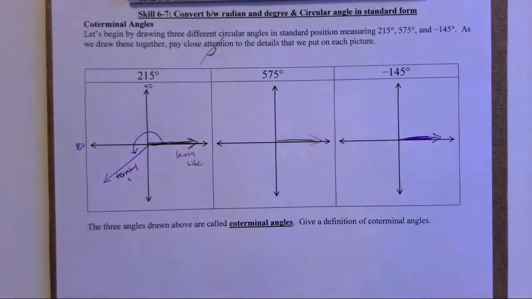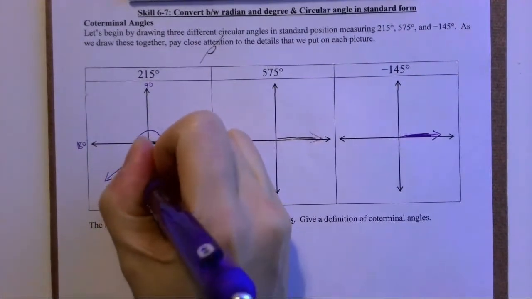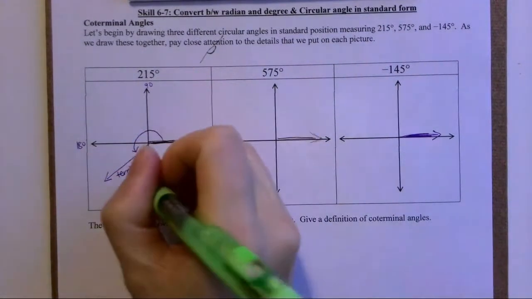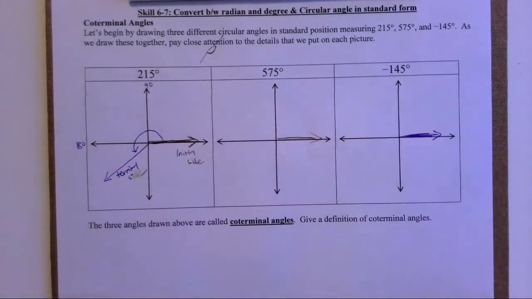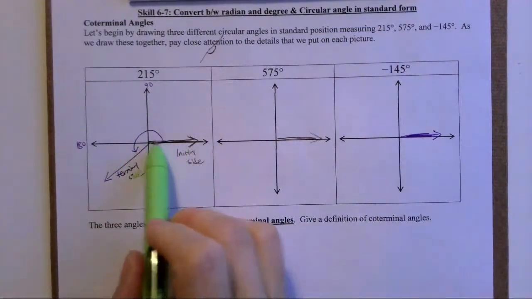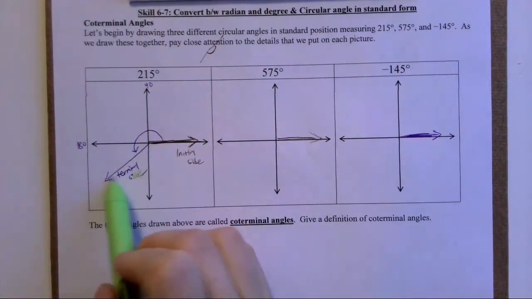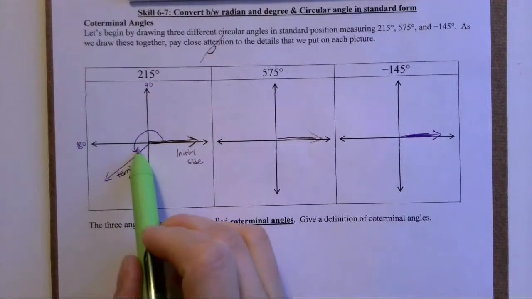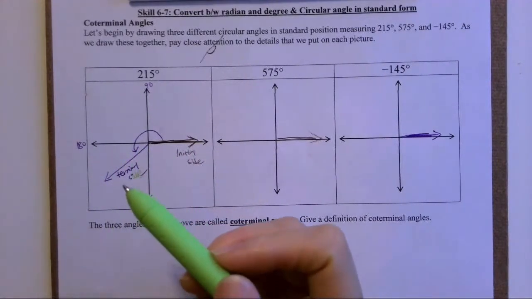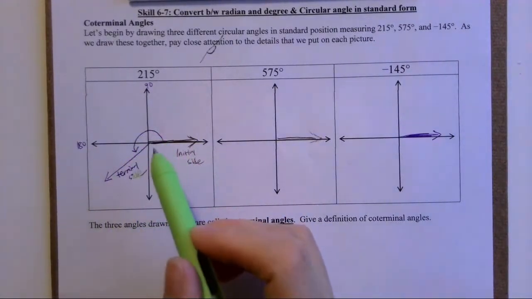My pens are struggling today. Terminal side. Sorry about that. There we go, terminal side. Okay, so once again, it starts at the initial side, ends at the terminal side, and the arrow indicates which direction it goes. If it's a positive angle, it goes this way.